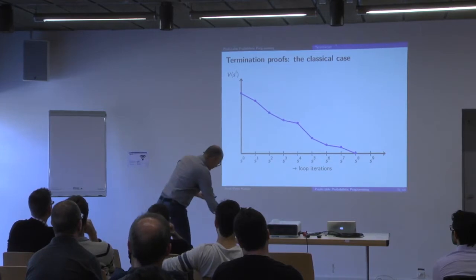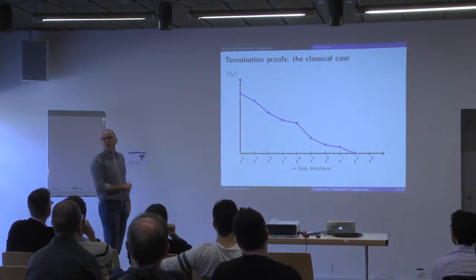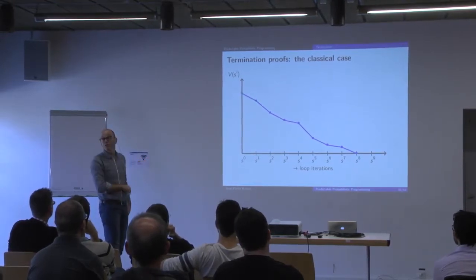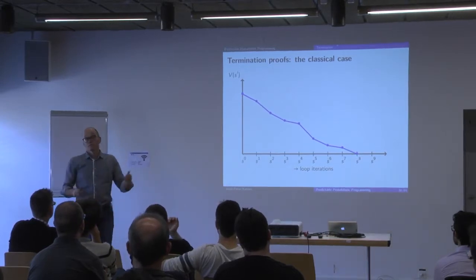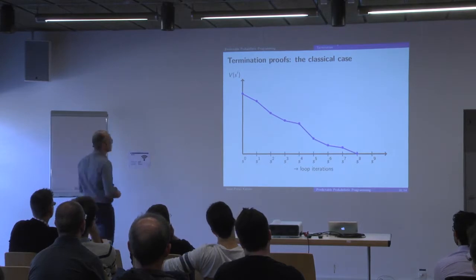So how would you prove termination of an ordinary program, a non-probabilistic program? You take a variant function, v. You take every loop iteration on the x-axis. What does this variant function need to do? It needs to decrement in every step, and it needs to hit 0. That's basically how you would prove the ordinary termination of a non-probabilistic program.